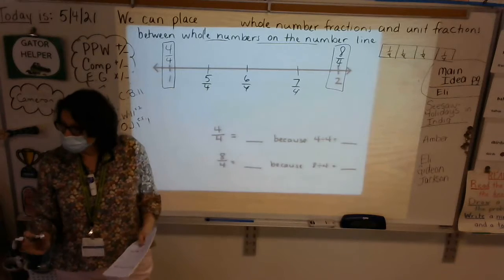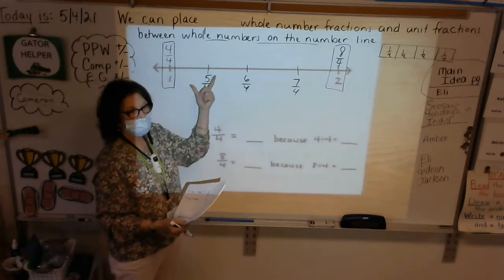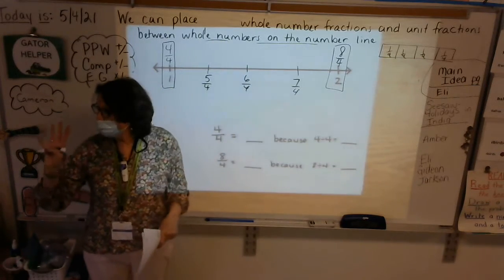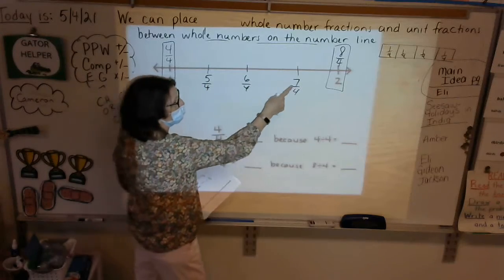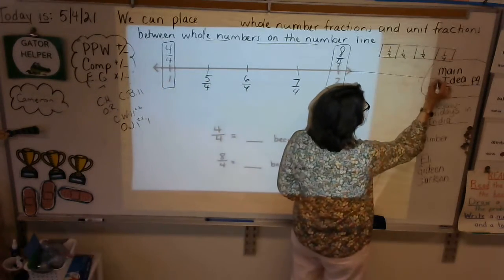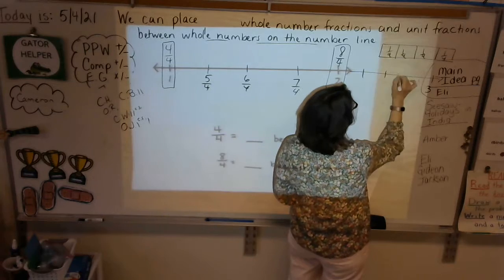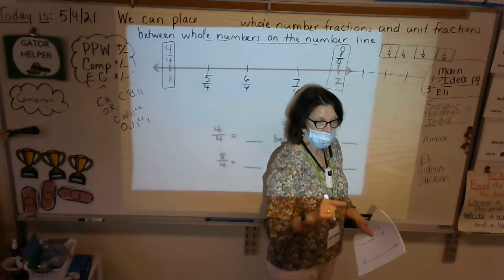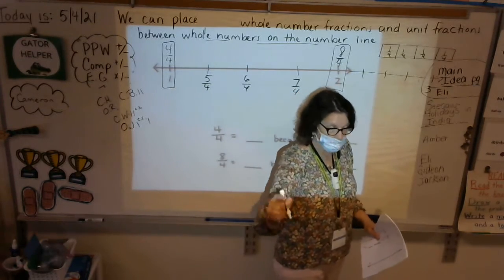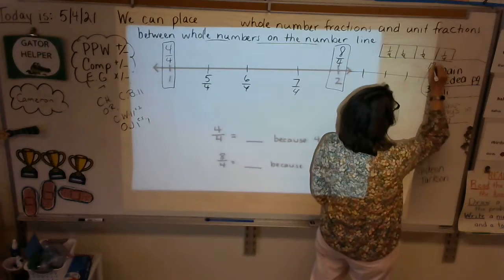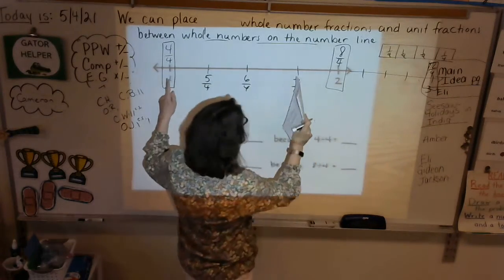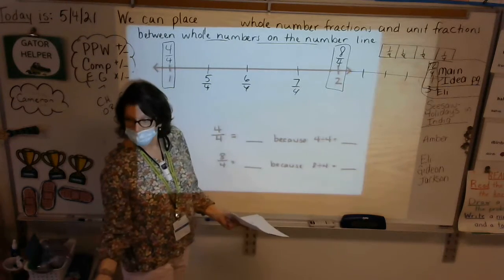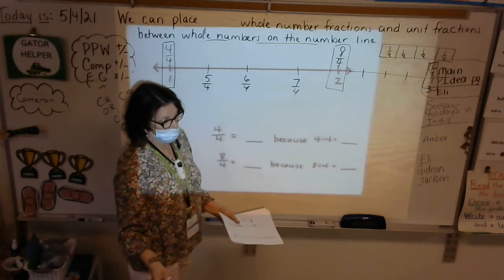Now think about it. Why are we skip counting by fourths? Because every section, whole, in between our whole numbers has 4 parts to it. So here's 1, 2, 3, 4. If I added more to this number line and went out to 3, guess what fraction would be at the whole number 3? 0, 4, 8, 12 fourths. Very good. I would have 12 fourths here. Why? Because each one of these wholes has 4 in between them. So you can skip count using multiplication on your number line as well.